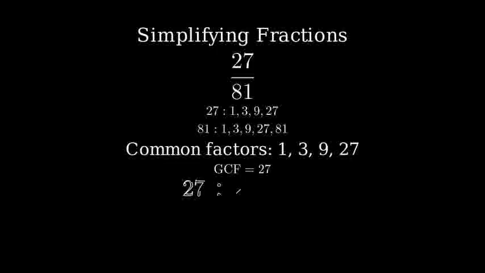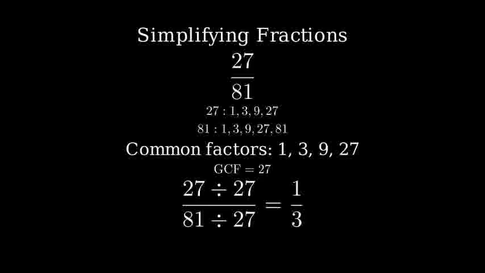Now that we've identified the greatest common factor, let's divide both the numerator and the denominator by 27. When we divide both by 27, we get 1/3. This is the simplest form of the fraction 27 over 81.